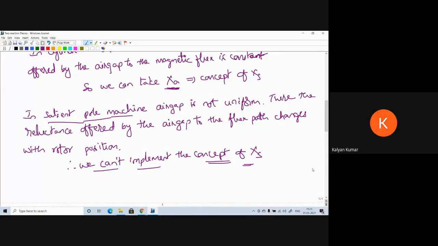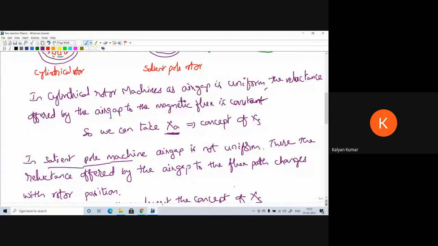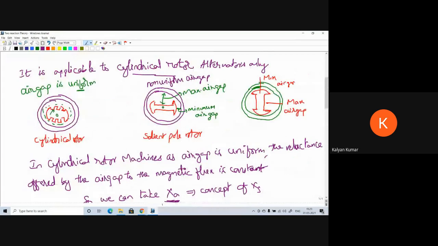So in an electrical circuit, current flows. The property of the electrical element which opposes the flow of current is called resistance. Similarly, in the magnetic circuit, the property of the element which opposes the flow of magnetic flux is called reluctance. So reluctance is offered in the air gap, since flux has to flow through it.